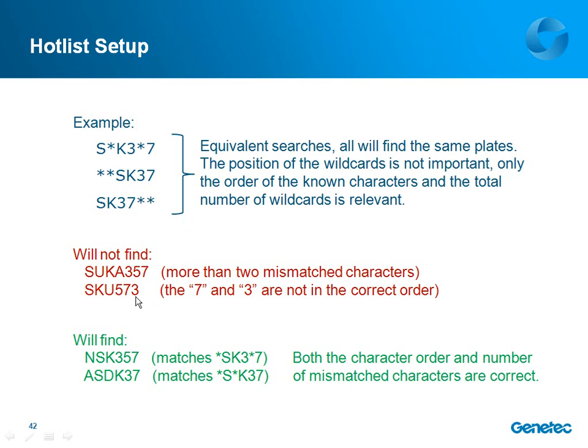It will also not find the SKU 573 plate since the sequence of the characters do not match. The 2 plates below that, NSK 357 and ADSK 37, will be found on our list since the order of the known characters is correct, and as well each one has exactly 2 mismatched characters.